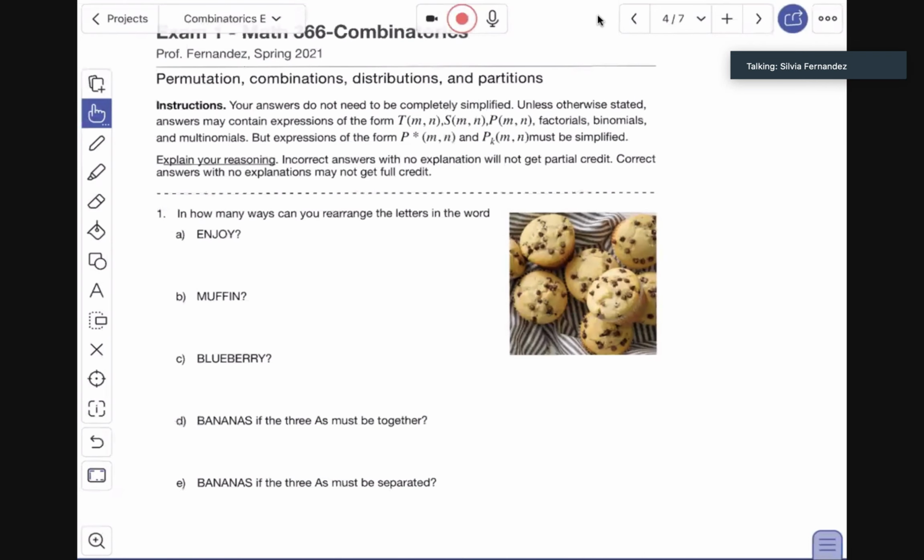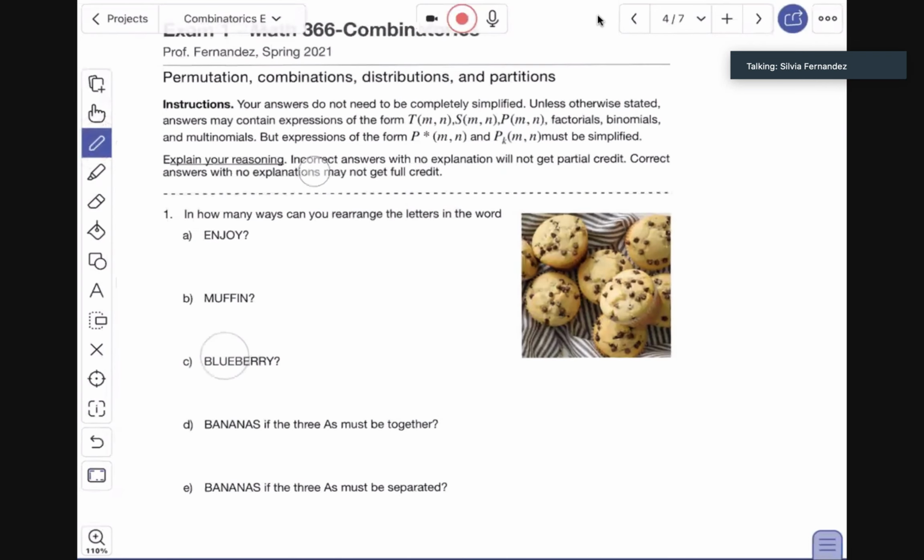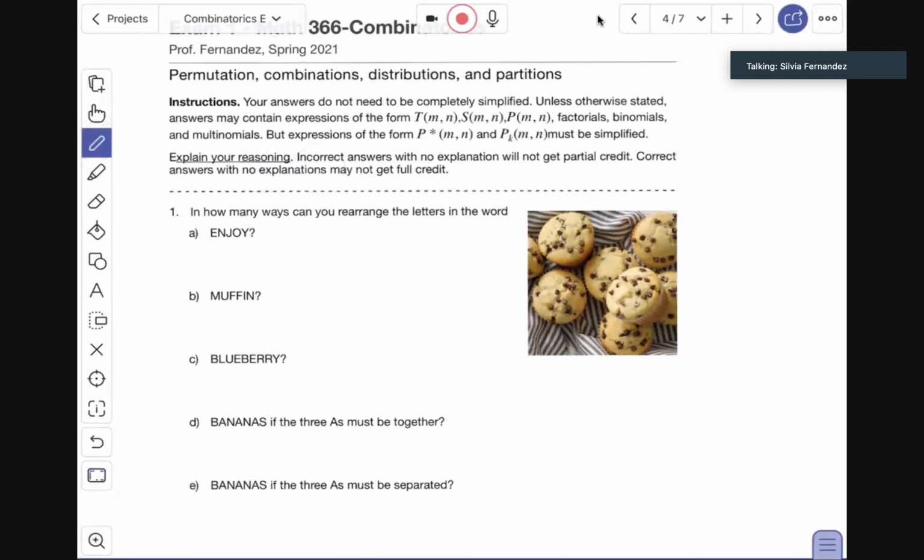So this is essentially, most of it is permutations. So these are rearrangements of the word enjoy. You have 5 letters. So these are just permutations. So 5 factorial. The word muffin, this is 6 letters, but there are 2 F's. So we have to divide by 2 factorial.